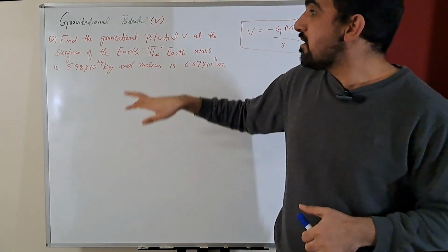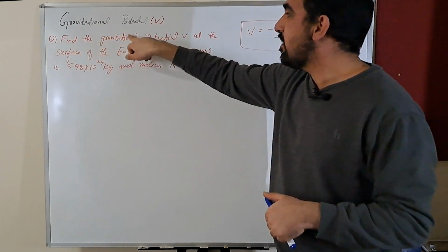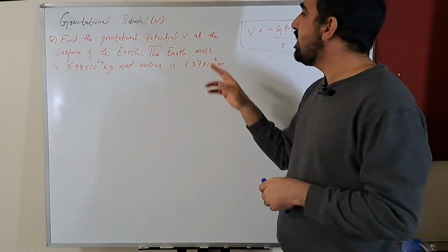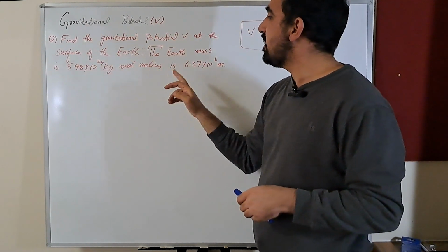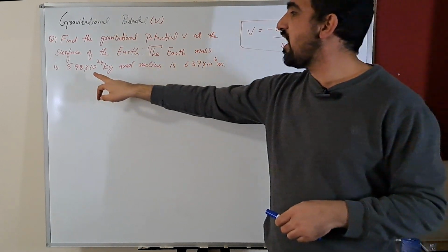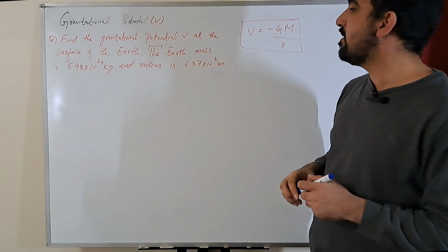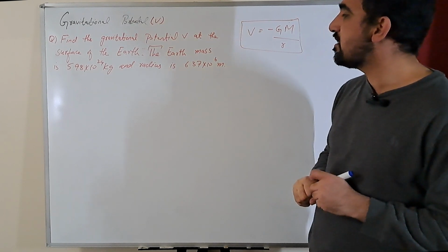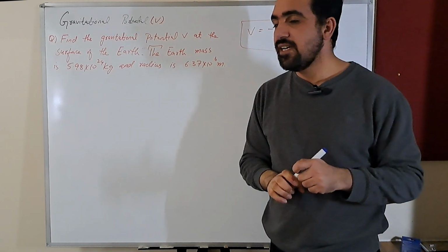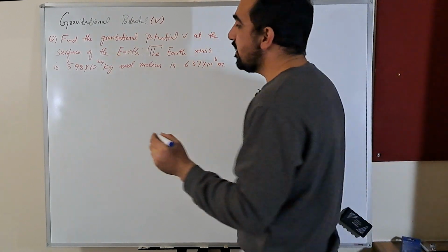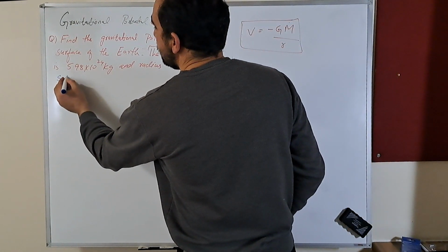Okay, so the question is, find the gravitational potential V at the surface of the Earth. The Earth mass is 5.98 times 10 to the power 24 kilogram, and radius is 6.37 times 10 to the power of 6 meter. Okay, so solution.